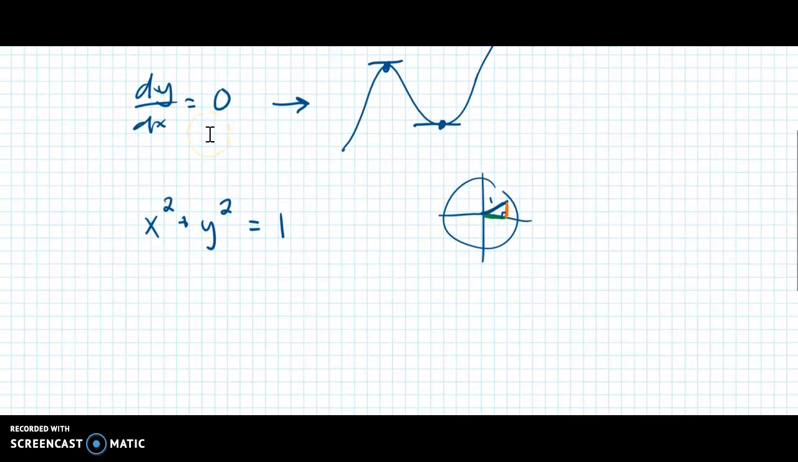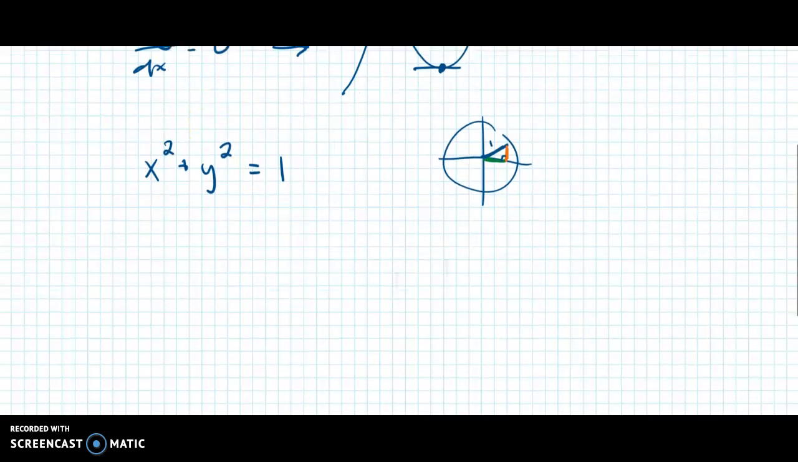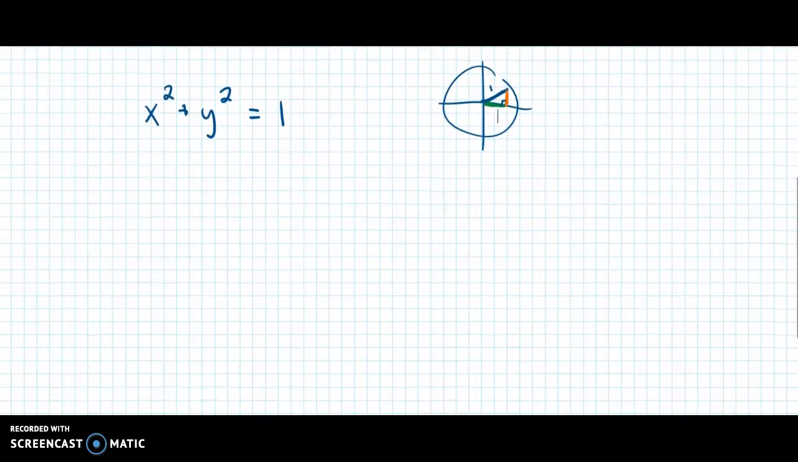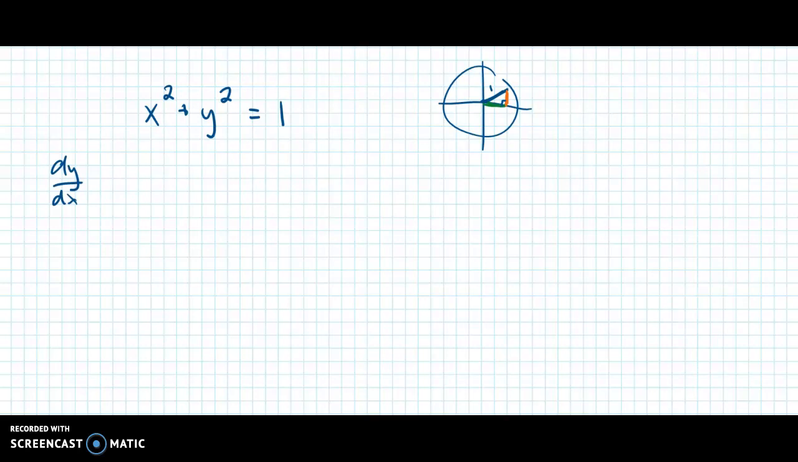Anyway, I'm going to hit pause and write something, and here I want to know what dy dx is equal to. You'll see the long way to get it, and then I'll show you the good short way.